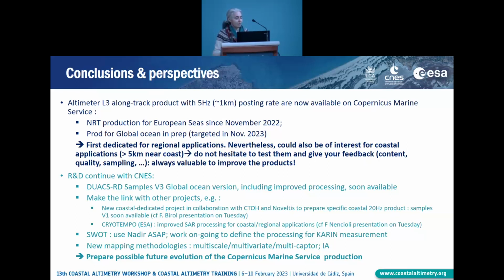At the same time, we are working on new mapping methodologies, like multiscale, multivariate, or multisensor, or artificial intelligence mapping. This is not specifically for the coastal area, but we will try to do our best for the coastal maps. And all this R&D activity is preparing the future evolution of the operational production in the Copernicus Marine Service.